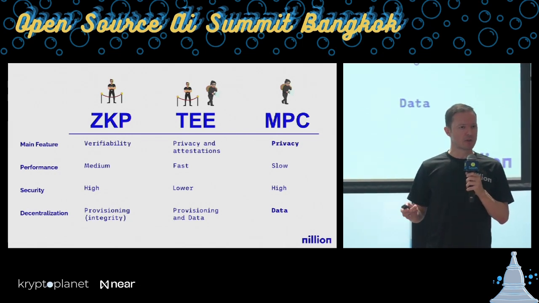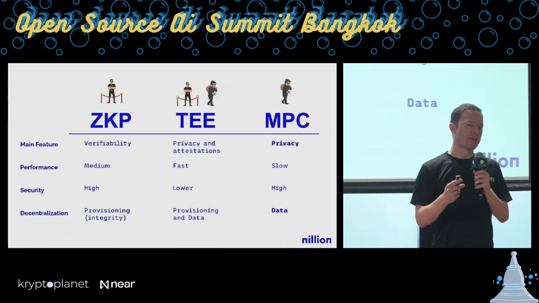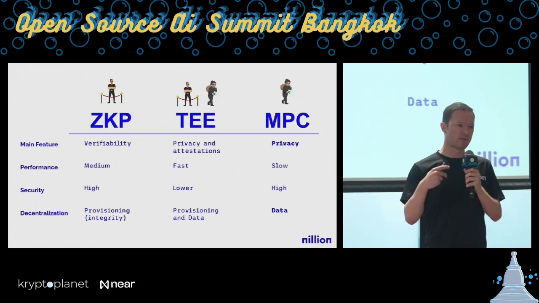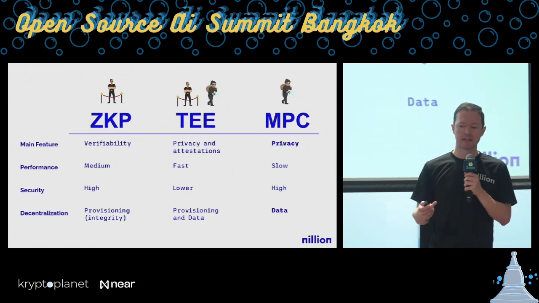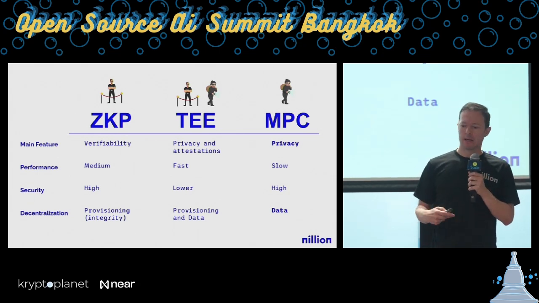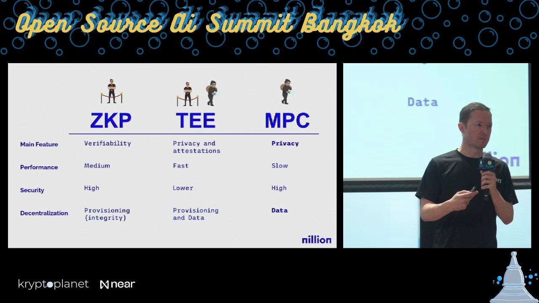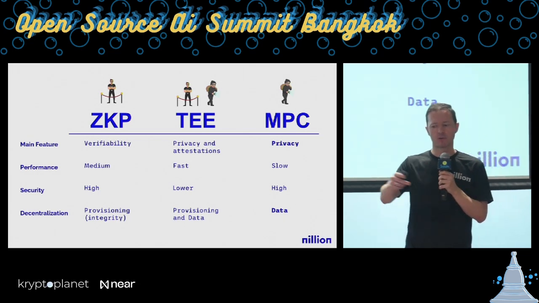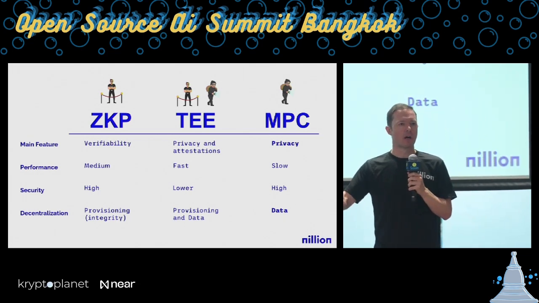ZKP, on most occasions, is focused on the first problem that I mentioned around decentralization, which is around the provisioning of the service. So here the idea is that you want to prove that the integrity of the service hasn't been violated by providing some sort of verifiability. But it doesn't really address the problem of privacy. So let's focus on TEEs and MPC, which do address this problem.